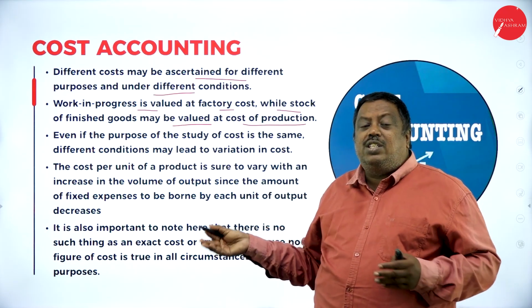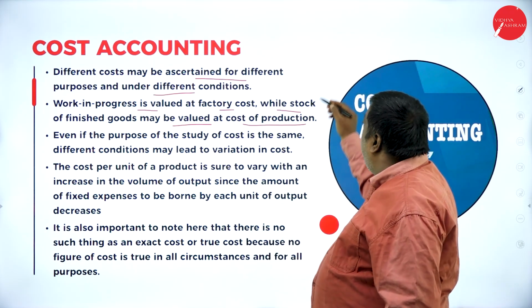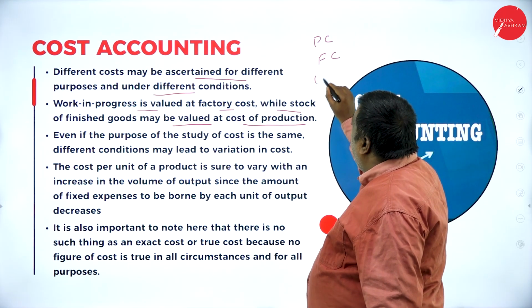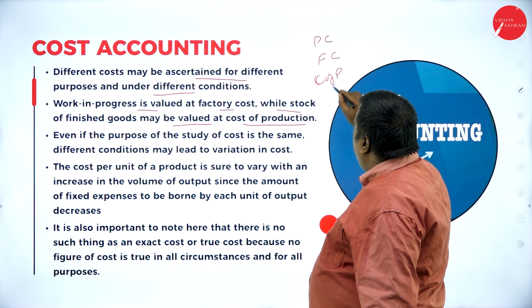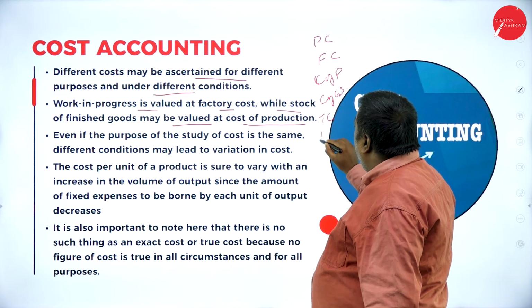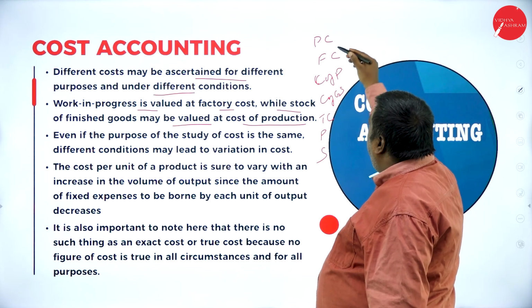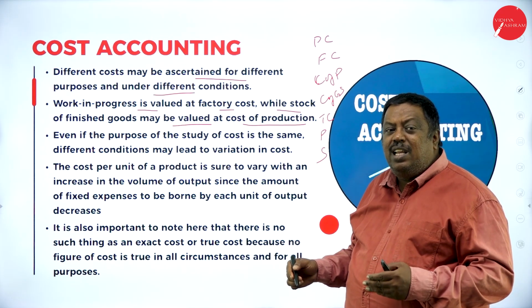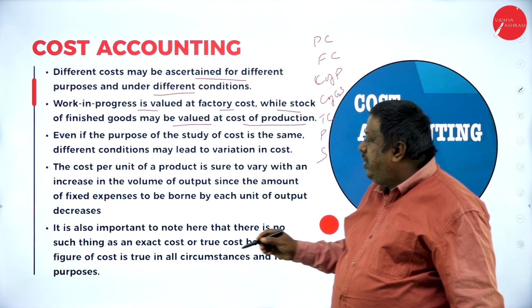So this is the cost we are going to take into consideration, as I said: prime cost, factory cost, cost of production, cost of goods sold, total cost, profit and sales. Based on this, the cost will be taken into consideration according to the required part here.